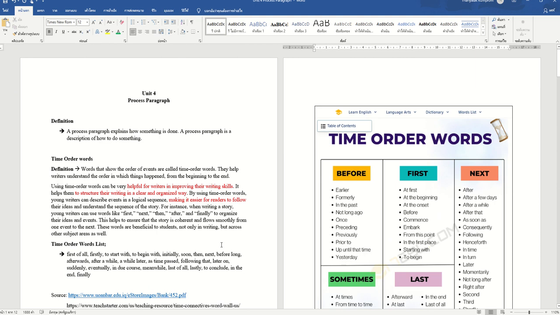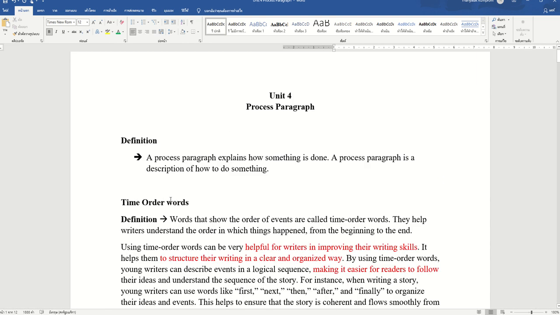As you know, a process is the way to do something, or the method of doing something. So according to the definition here, a process paragraph is about explaining how something is done. A process paragraph is a description of how to do something, right? As you can see right here.